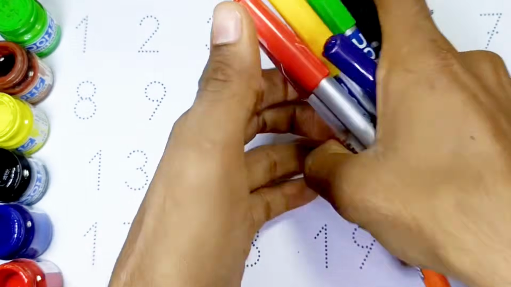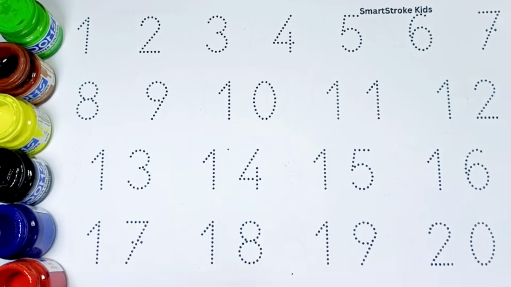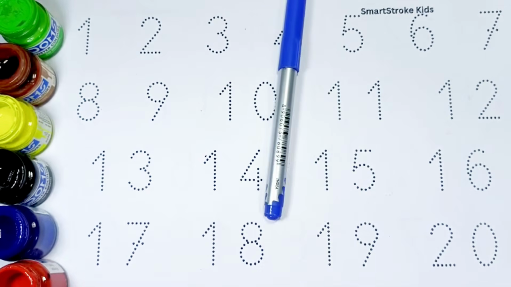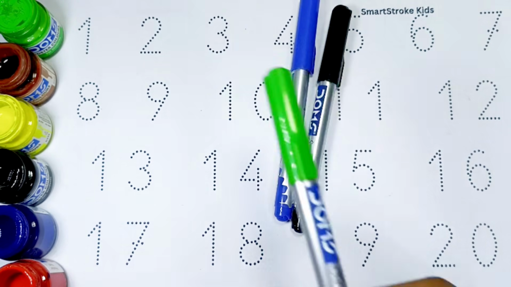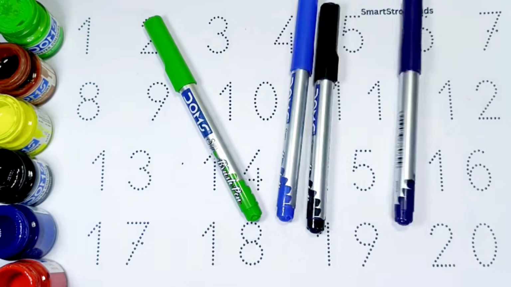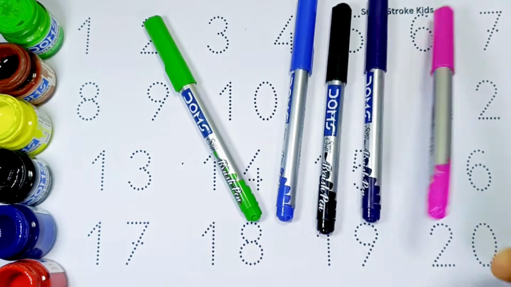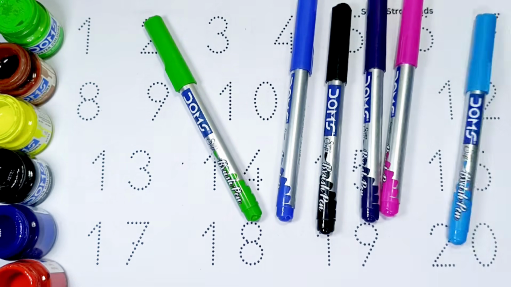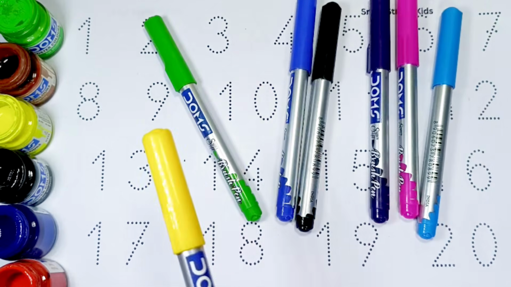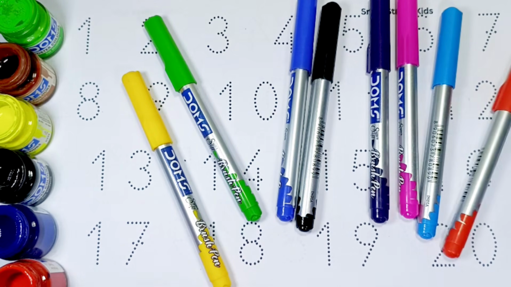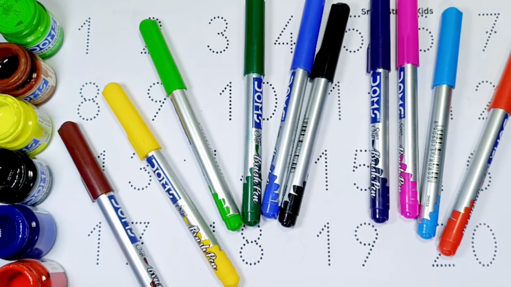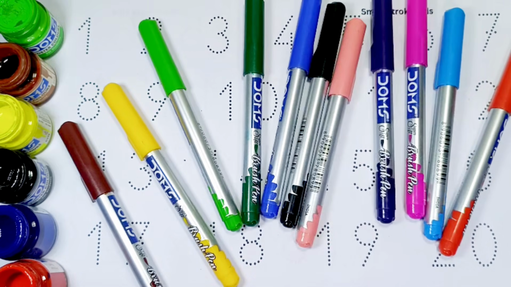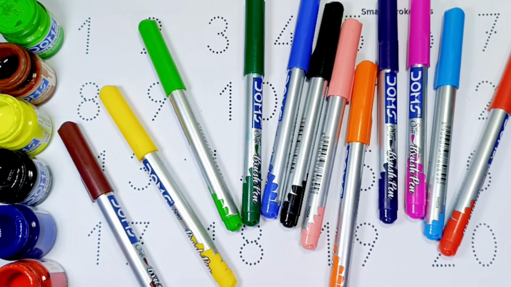Wow! Blue color, black color, white color, green color, purple color, green color, sky blue color, yellow color, red color, brown color, green color, light green color, and orange color. So kids, so now you draw numbers.